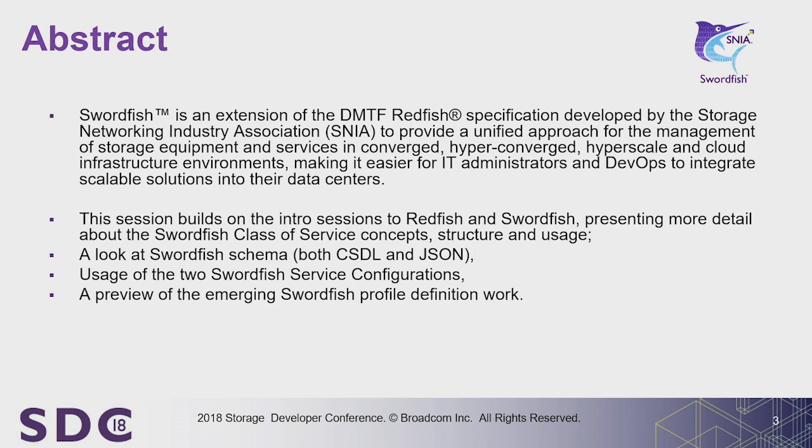Okay, so what we're going to talk about in this section, we're going to go into a little bit more detail on four things. First one is the class of service concept. So we're going to talk a little bit about how classes of service are constructed, details about lines of service, capabilities, and how those three elements work together to build up classes of service. A little bit about schema.